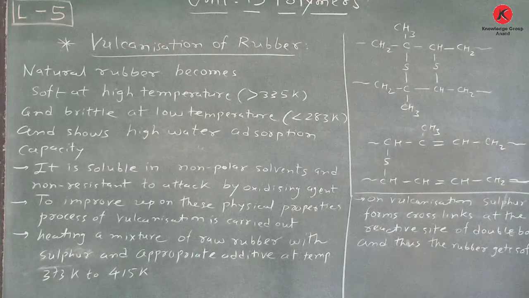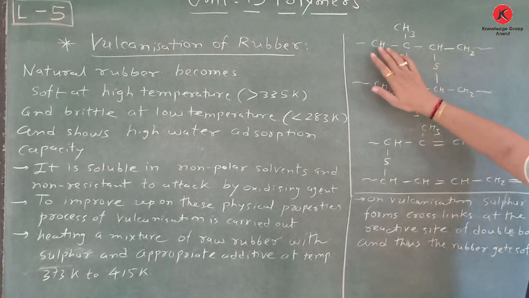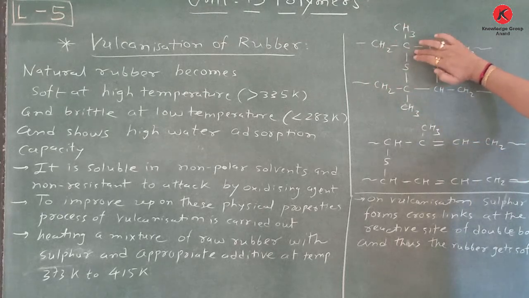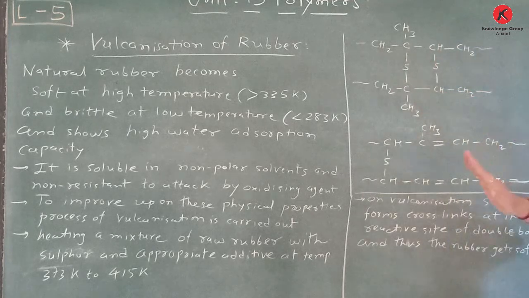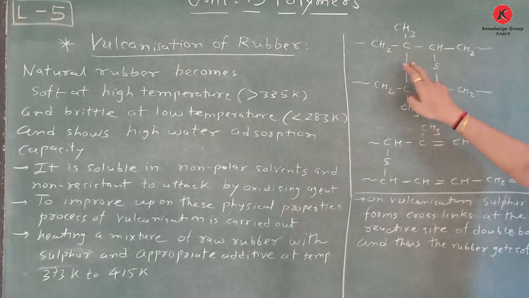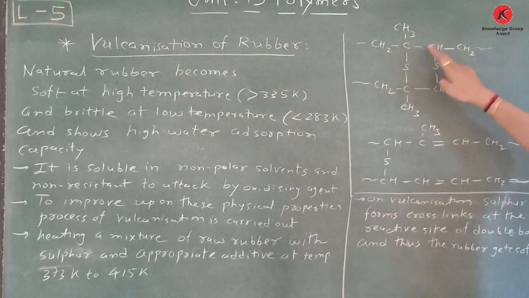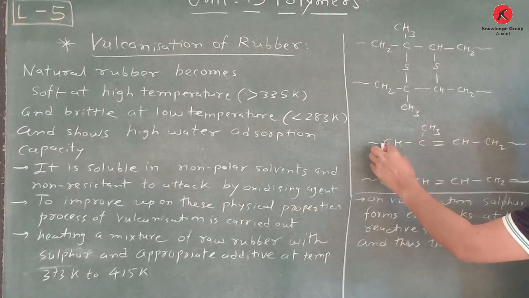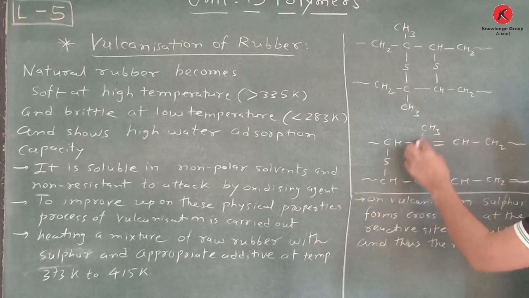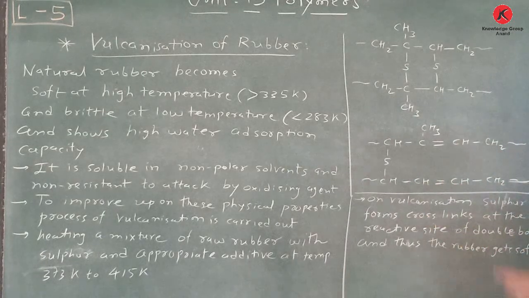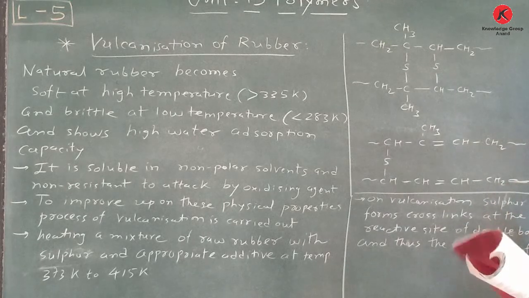So here the double bond is here. Just you see CH2, CH3, double bond. Suppose we do not consider this. Here a double bond is there and here a double bond is there. Now at the time of vulcanization, this double bond breaks, and between these two carbon atoms sulfur takes part. Here a double bond is there, so in the same way sulfur takes part. Suppose the double bond is here, so here sulfur takes part, and here CH3, double bond, CH2, CH, double bond, CH2, and this is a polymerization process.